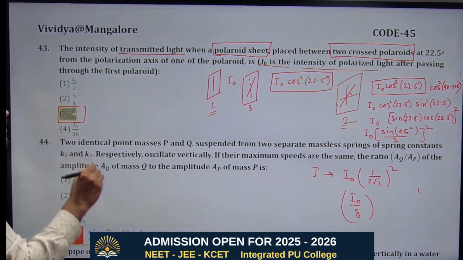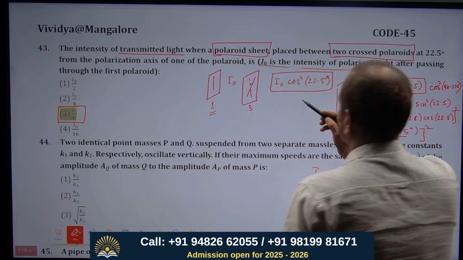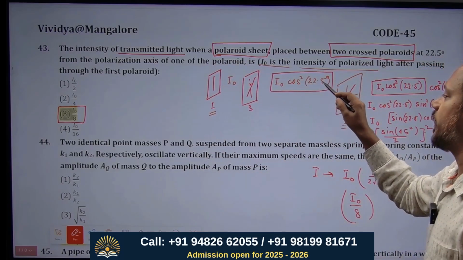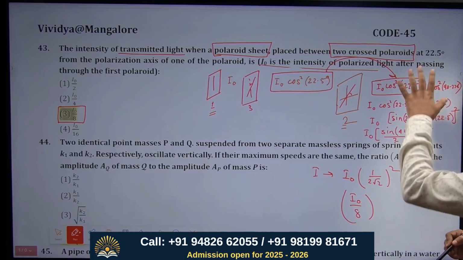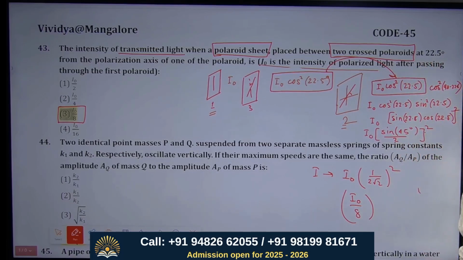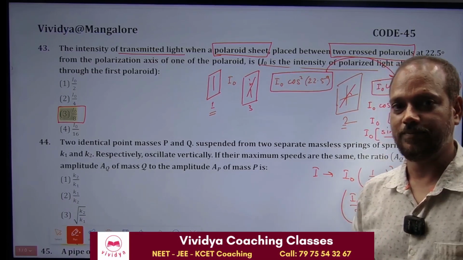So very easy question. All you have to identify is that, even if it is 22.5, what is going to happen next? Once you reach here, you will see the simplification. So it's just a little trigonometry in the end. That's all. Thank you.